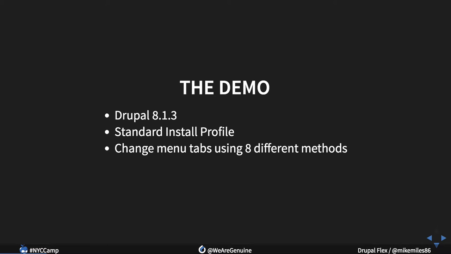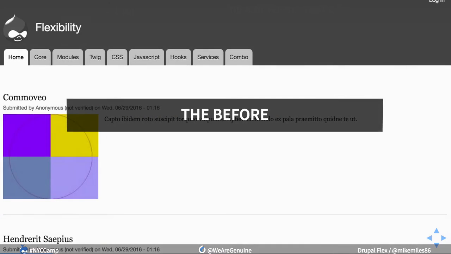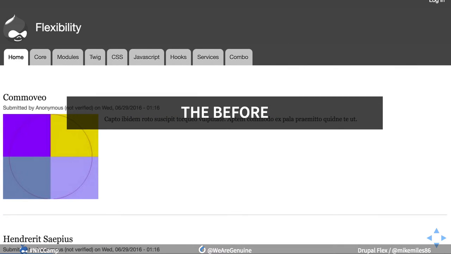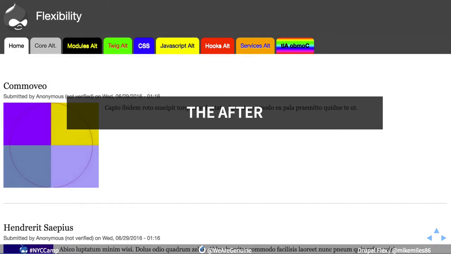So I have a bunch of GIFs and screenshots and code examples. I'm using a standard install profile for the latest version of Drupal 8. I just changed some of the colors using the Bartik built-in core theme. And what I'm going to do is change menu tabs using 8 different methods for 8 different skill sets. So we're going from a site that looks like this. You see the menu at the top, the main menu, that has all these nice little boring gray menu tabs. And by the end of this presentation, we'll get to something like this, that has this colorful array of altered menu tabs using 8 different methods.